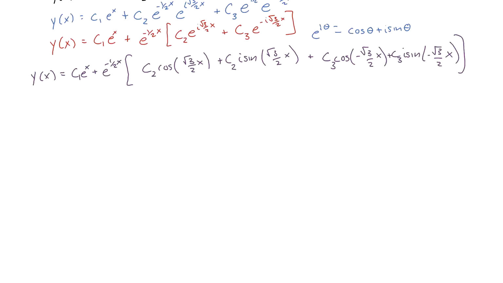Now simply all I'm going to do is collect like terms. But to do that, we have to relate this cosine of negative square root 3 over 2 x to the positive cosine of positive square root 3 over 2 x. And the same goes for the sines. We have to correlate these values so we could collect like terms.